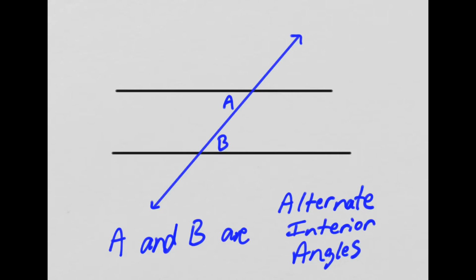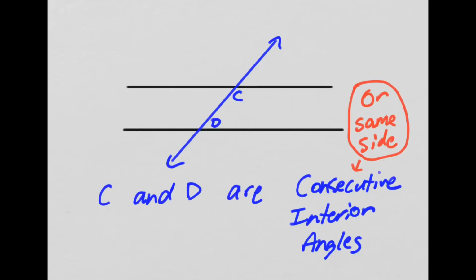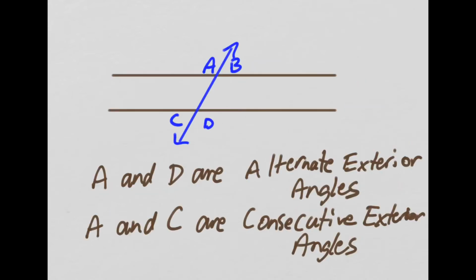Other labels that are created from using this transversal, we can see that A and B are considered alternate interior angles. Interior because they're between the two lines, alternate because they're on alternate sides. Then we have C and D here, which are consecutive interior angles, or we might call them same side interior angles. The exterior angles are outside of those two lines, and A and D are alternate exterior angles, and A and C are consecutive exterior angles.